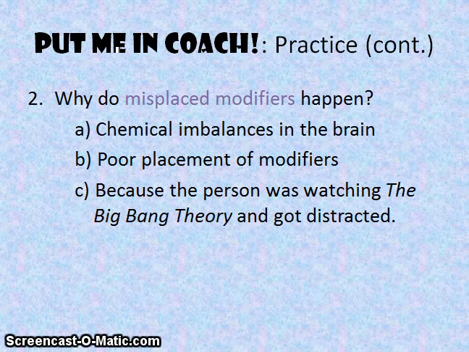Number 2. Why do misplaced modifiers happen? A. Chemical imbalances in the brain. B. Poor placement of modifiers. C. Because the person was watching The Big Bang Theory and got distracted. The answer would be B. Poor placement of modifiers.